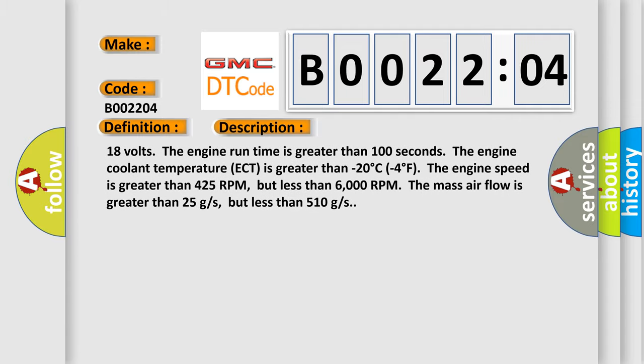This diagnostic error occurs most often in these cases. Multiple samples of the pre-catalyst HO2S accumulated voltage are consistently greater than the desired value. System internal failure. This subtype is used for control module internal failures that cannot be assigned to a specific subtype.